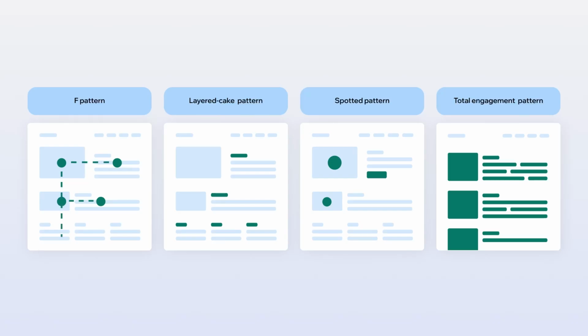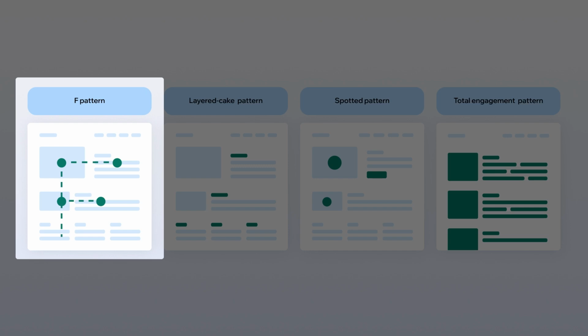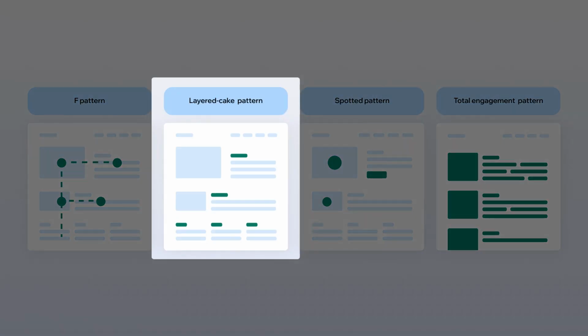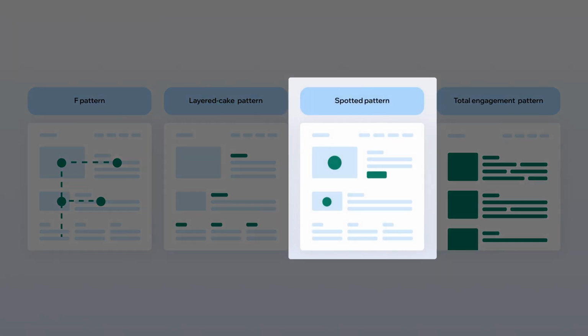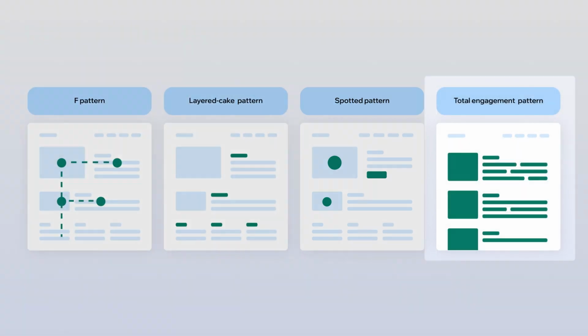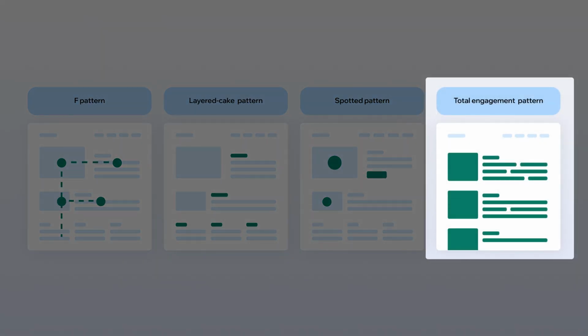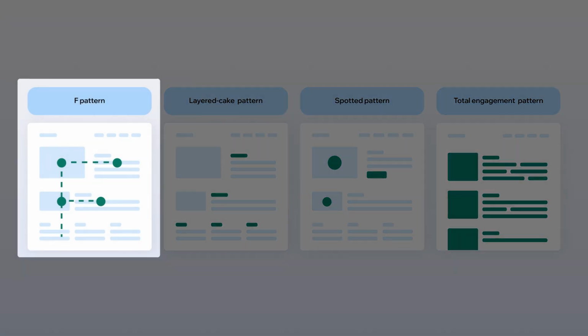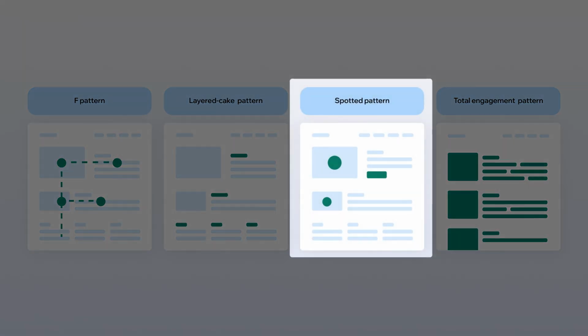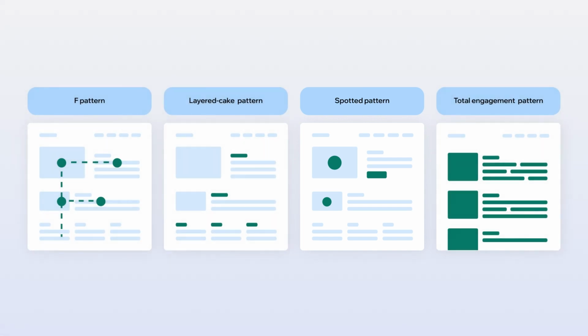Typically, users consume content in an F pattern, where they digest the headline and first few sentences fully, but they skim the subheadings and the start of each line throughout. Other reading patterns exist, including layered cake, where the content is formatted nicely and encourages scrolling, spotted, where users are looking for a specific keyword within the content, and total engagement, where users read every single word of a page. But often people will read content in a combination of F and spotted patterns, skimming the content to find the section that serves their intent the best.